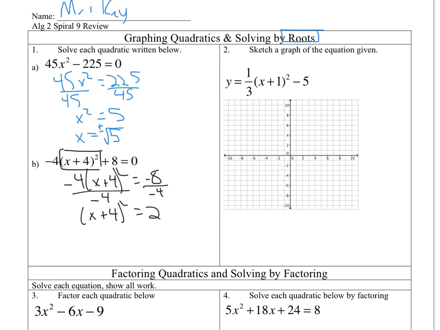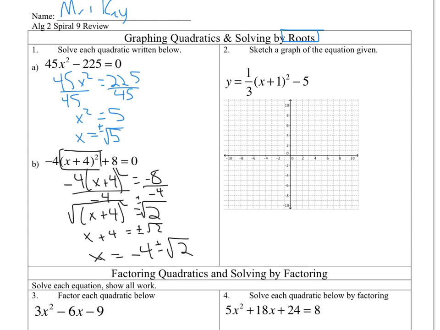Now, to undo the square, just as before, I'm going to take the square root. What do I have to remember? Say it out loud. Plus or minus. So you have x plus 4 equals plus or minus the square root of 2. Then, don't forget this part. That says plus 4, so we have to subtract 4. Plus or minus square root 2. Cool.